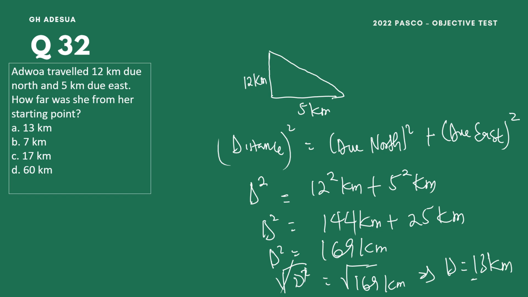So this is the principle of Pythagoras theorem. If you pay critical attention, when you draw her distance, you get to know that she was moving in the way of a right angled triangle. So the answer here is 13 kilometers. That is A.